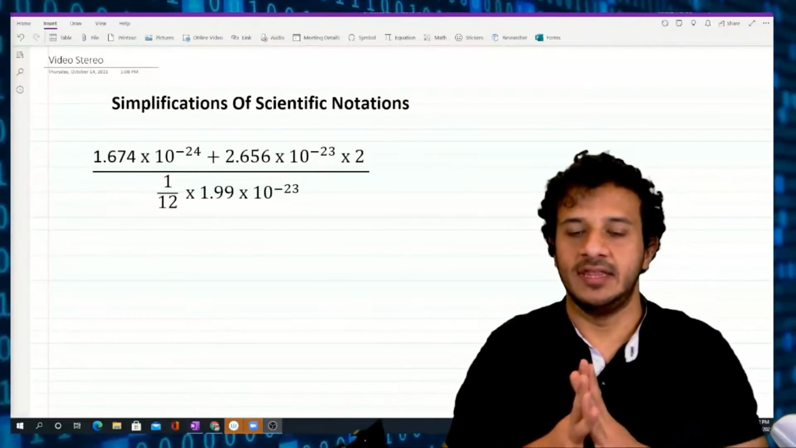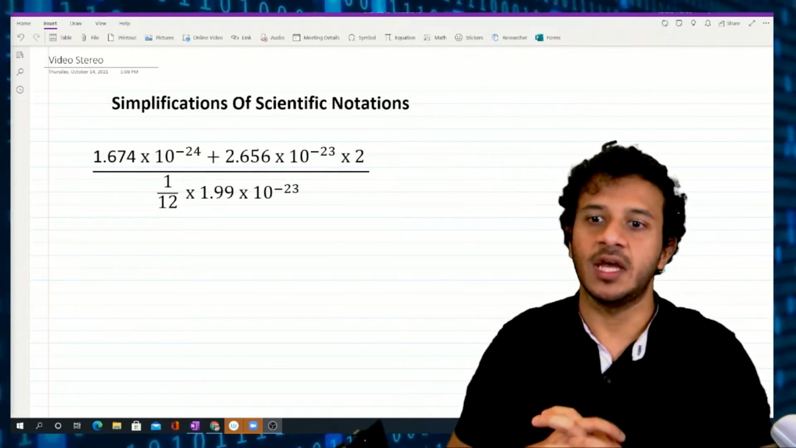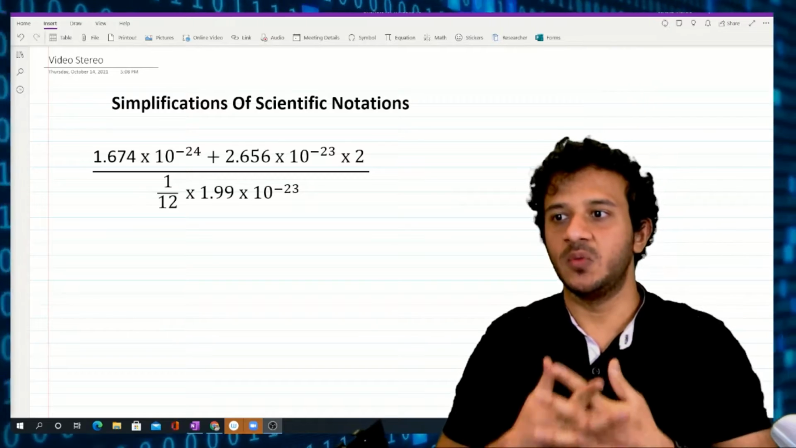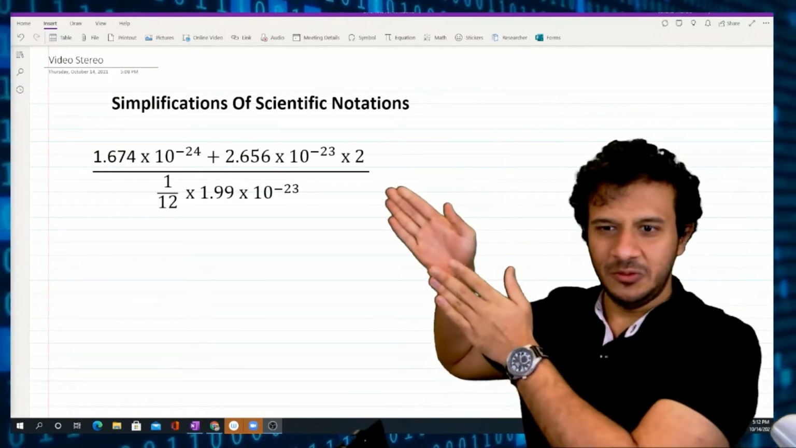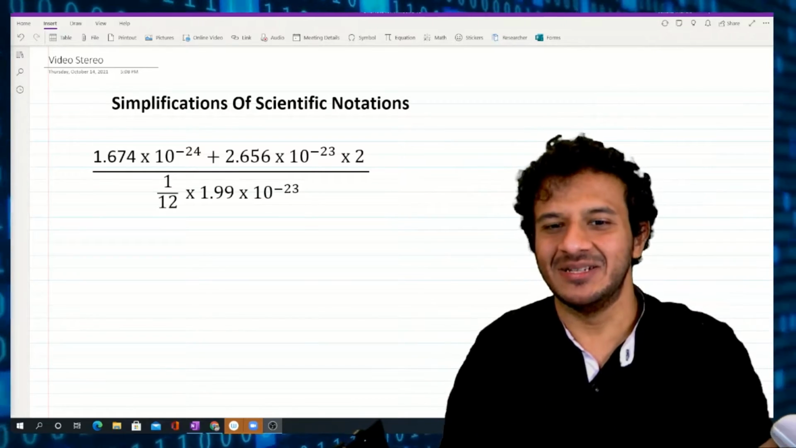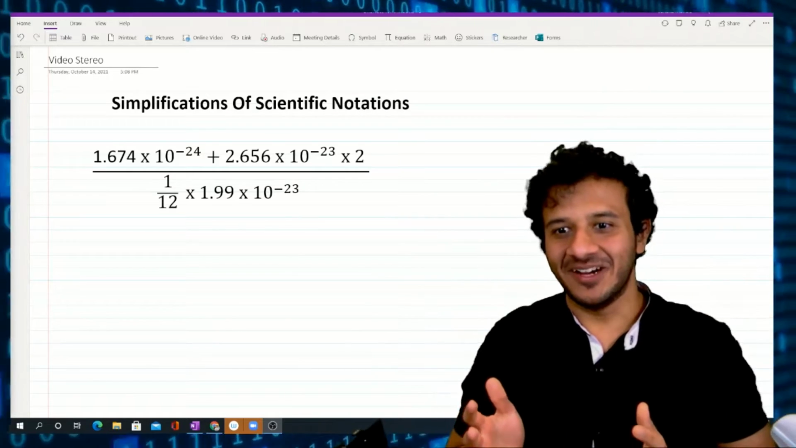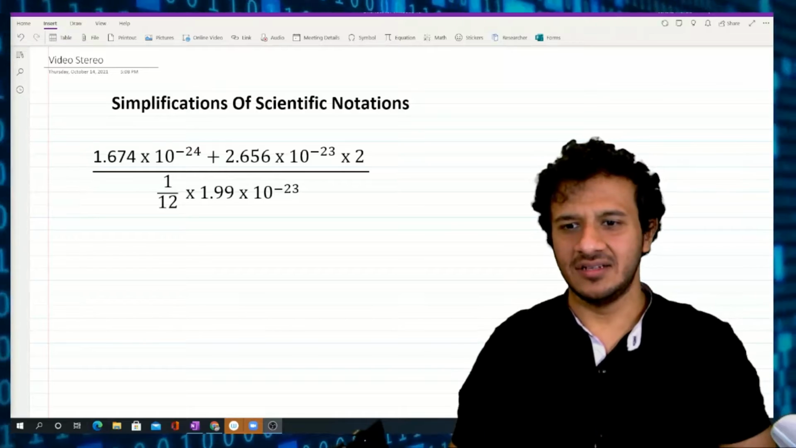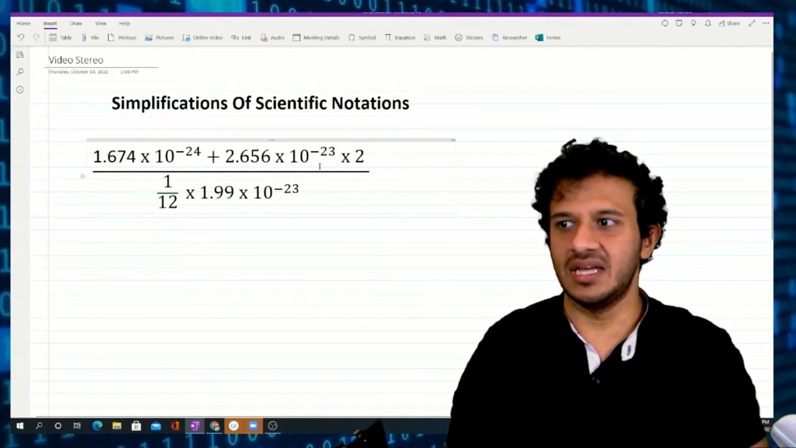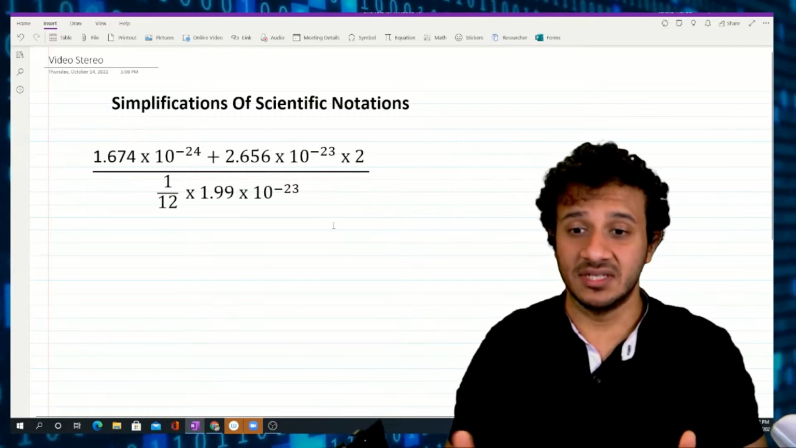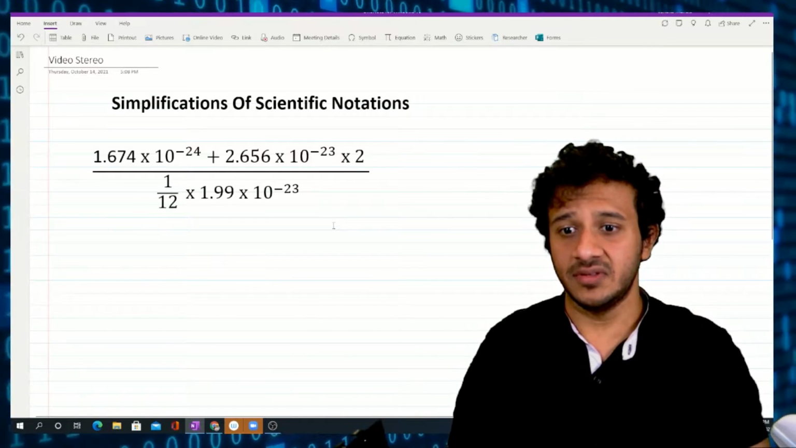Alright, in this part we are going to have a look at how to do simplification with scientific notations. Now when you look at this sort of question, it makes you go nuts. Why? It looks a bit hard because a lot of numbers are there, addition is there, multiplication is there, and the whole thing has divisions. It's a little bit of work.